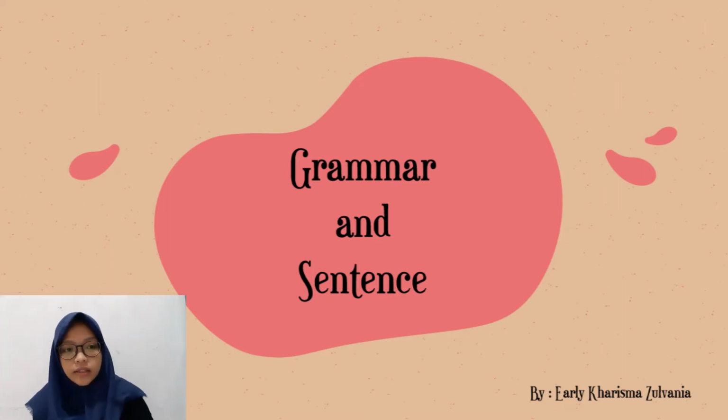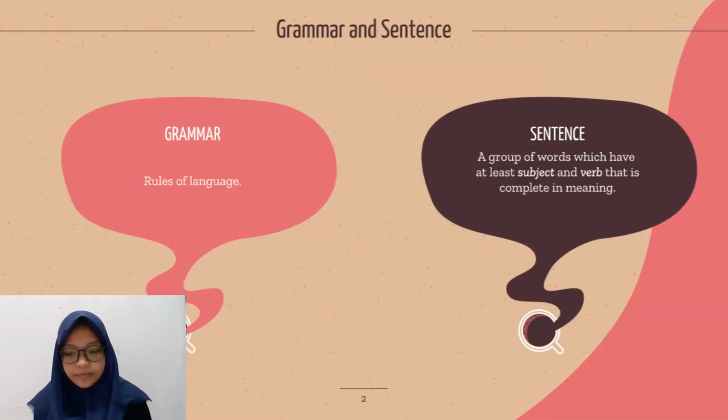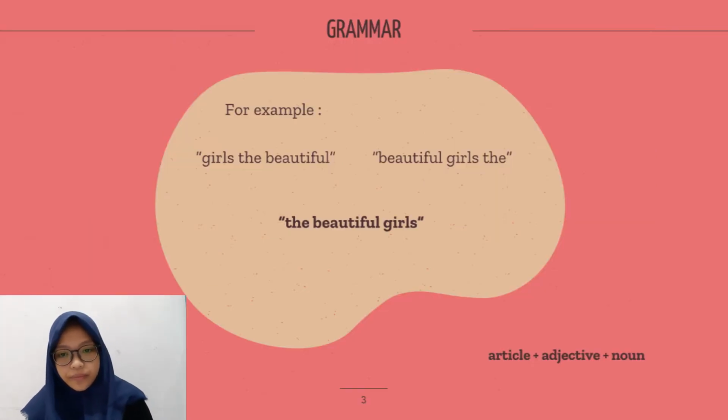Grammar and syntax. First of all, we've known that grammar is the rule of language, and a sentence is a group of words that has at least a subject and a verb that is complete in meaning. Now I'm going to explain about grammar first.